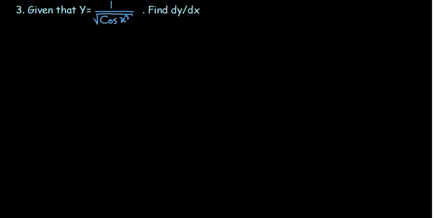Given that y is equal to 1 divided by the square root of cos x cubed, find dy over dx. Well, we can also write this as a square root. We know that it is power half.